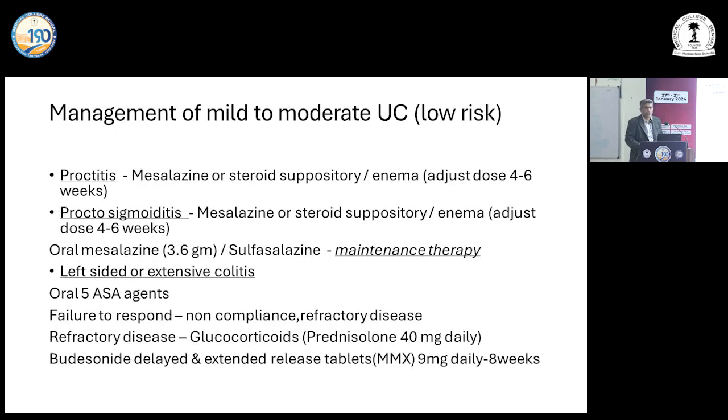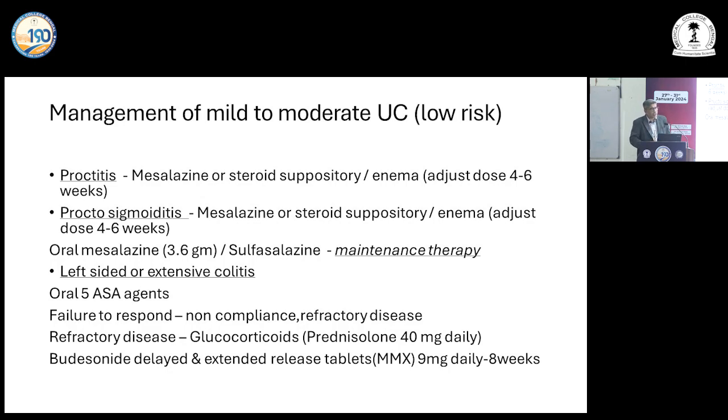So what about mild and moderate UC? I've divided it into different parts. First is proctitis. For the students, proctitis is inflammation only of the rectum. And for that, simple treatment like mesalazine or steroid suppository or enema might be useful. And you often need to give it for 4 to 6 weeks. You might start with a lower dose and then increase the dose.